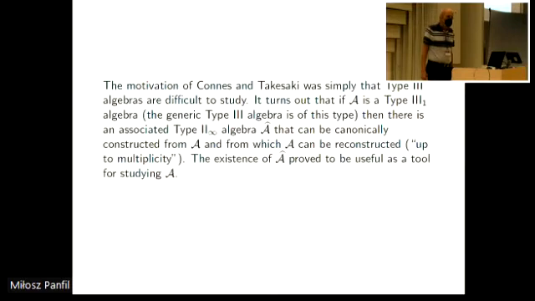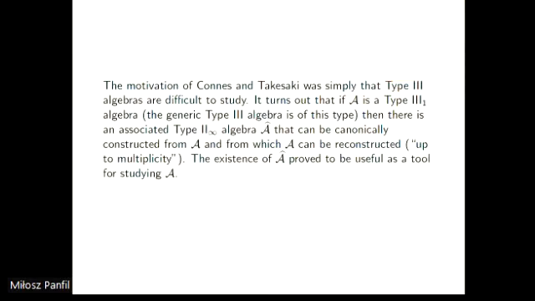Well, before I tell you what happens for the black hole, I want to say a word about what on earth Kahn and Takasaki were doing. Their motivation was that type 3 algebras are difficult to study. So they found a simple operation that turns a type 3 algebra into a type 2 algebra. And from their point of view, that was useful because it gave a powerful tool to study the type 3 algebra. Now, it happens that their simple construction that went from a type 3 algebra to a type 2 algebra is exactly what gravity does for very weak coupling.